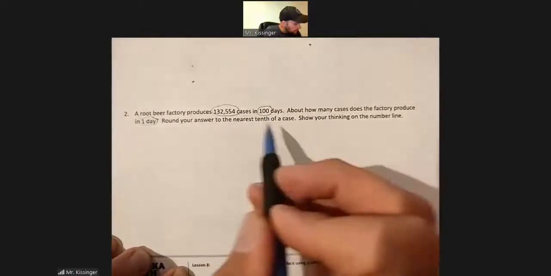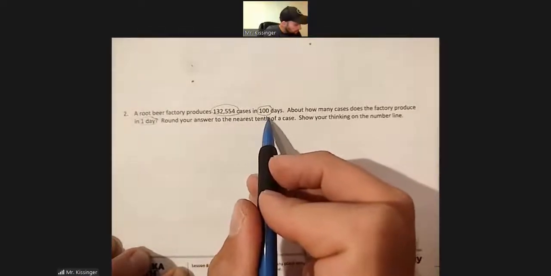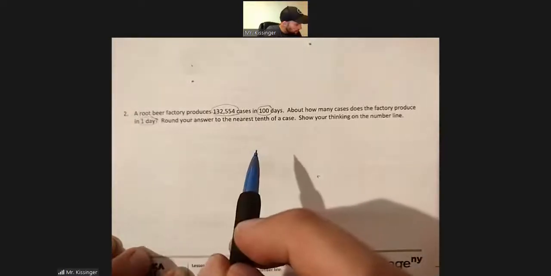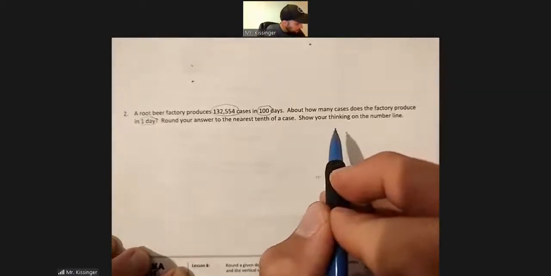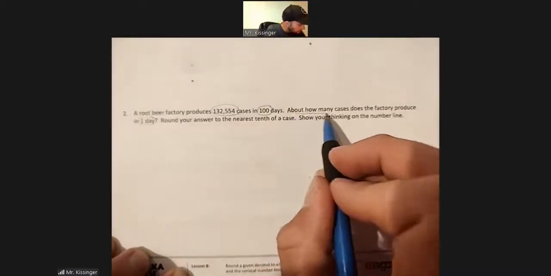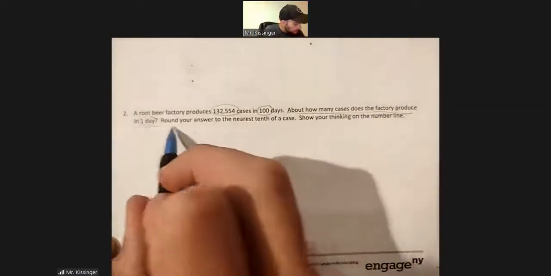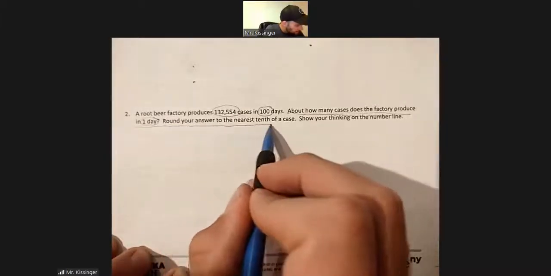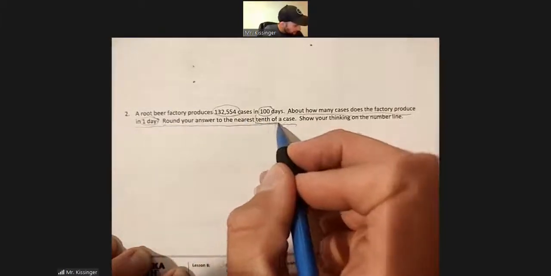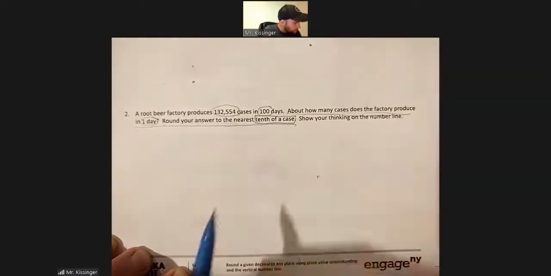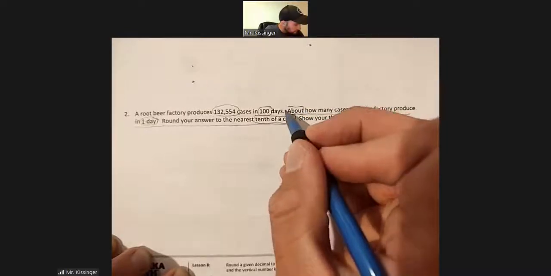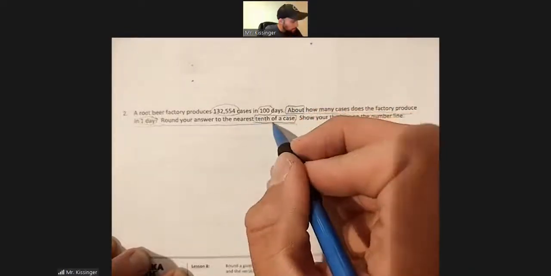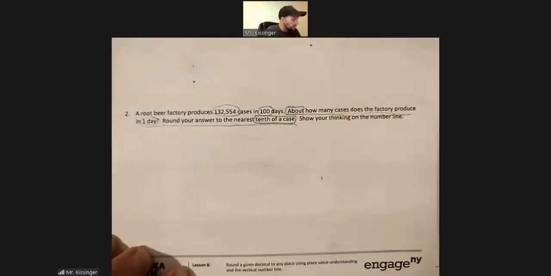And then we're going to underline our question. It says, how many cases did the factory produce in 1 day? And then it's going to ask us to round our answers to the nearest tenth of a case. And I'm going to box in our important information here, our tenth of a case. And about tells us, and to the nearest tenth of a case, that tells us we're going to be rounding to find our answer.